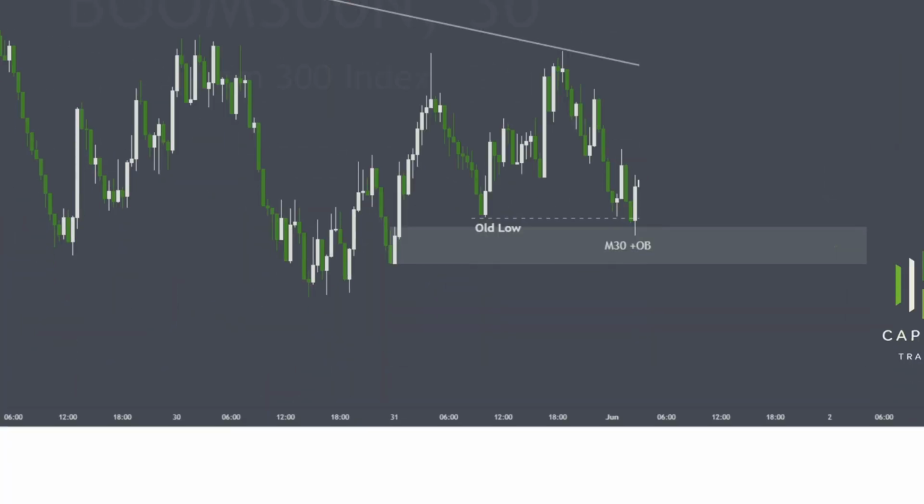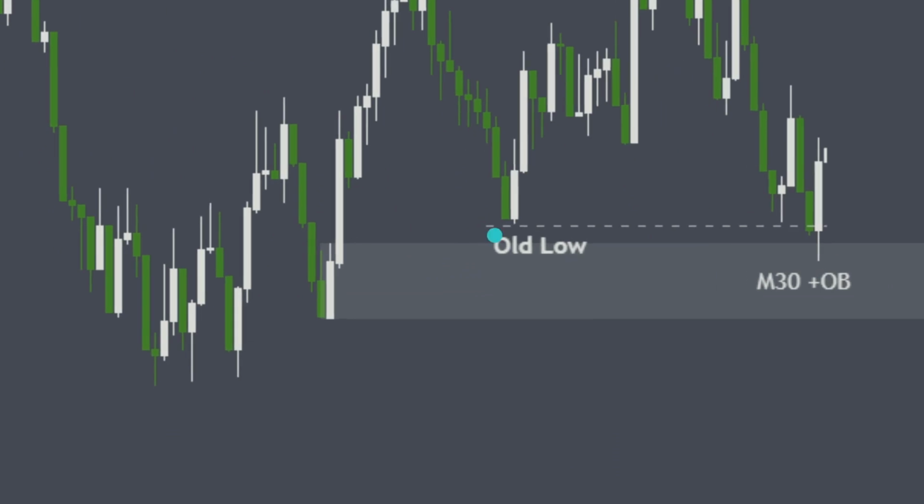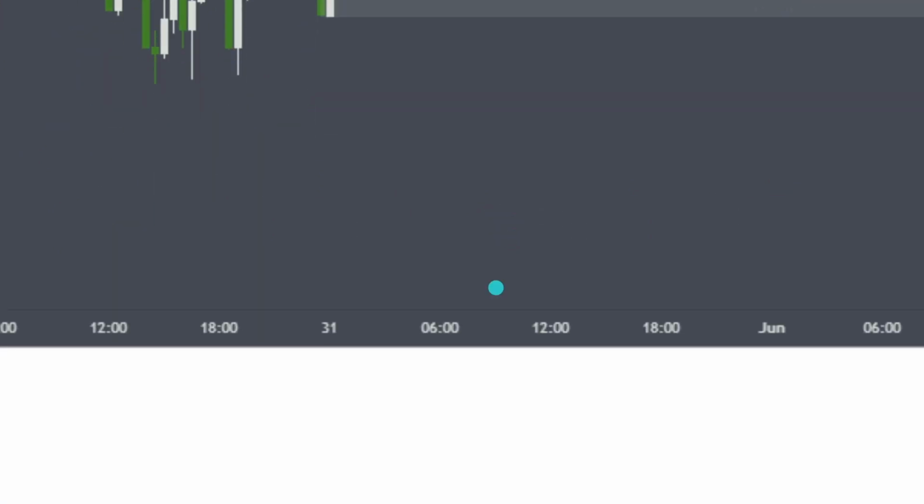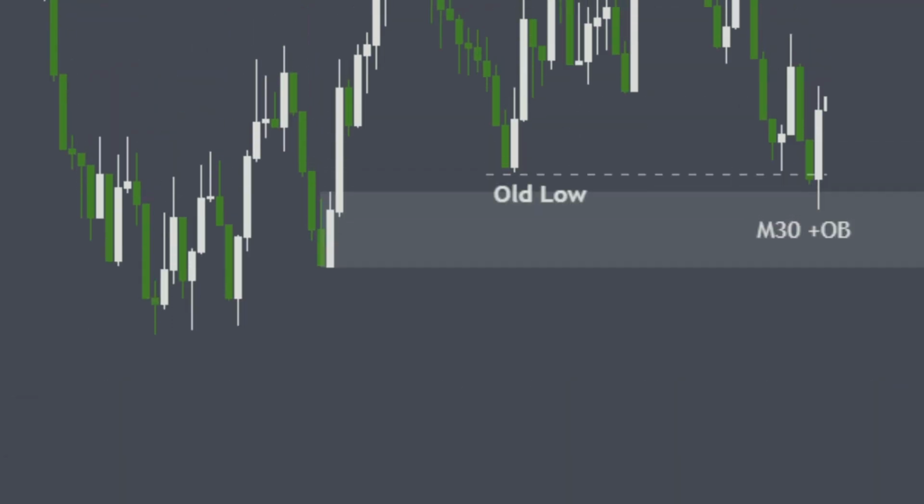And when they did that, we had this old low here. We had an old low being formed on the 31st or the 1st of June, right? And we had a market running over this old low, but when it ran over this old low, we ran into a bullish order block. This is one of those perfect setups that you will get in the marketplace, right? So a setup like this is like Candyland.